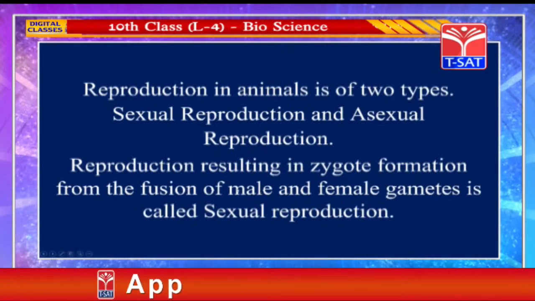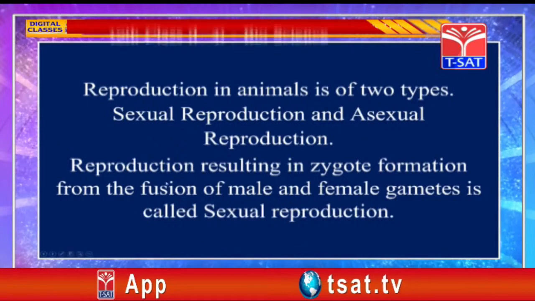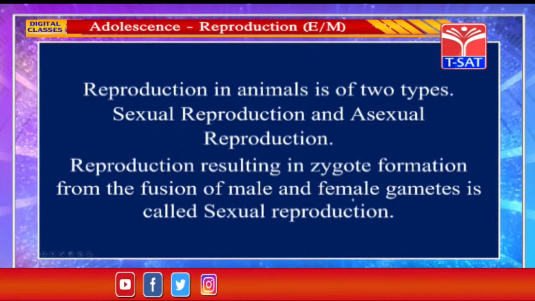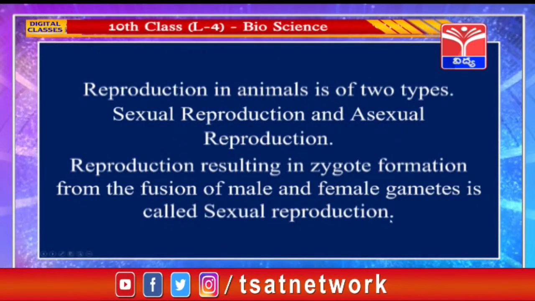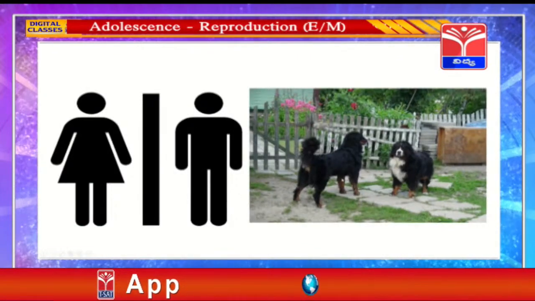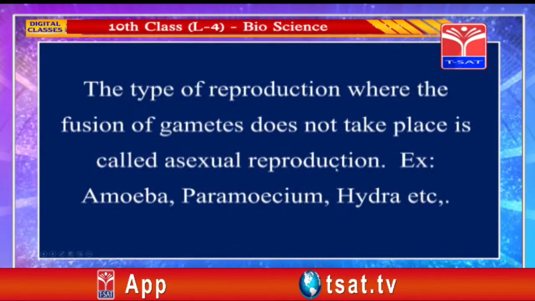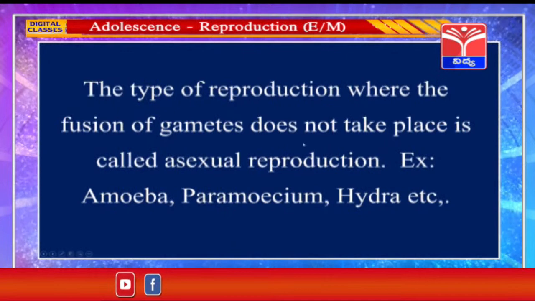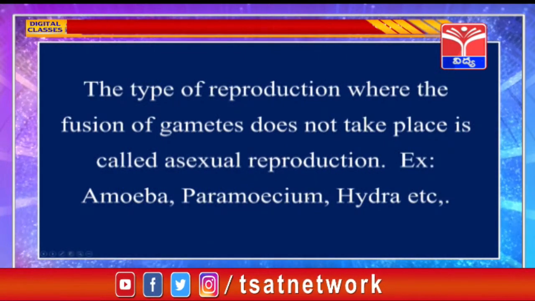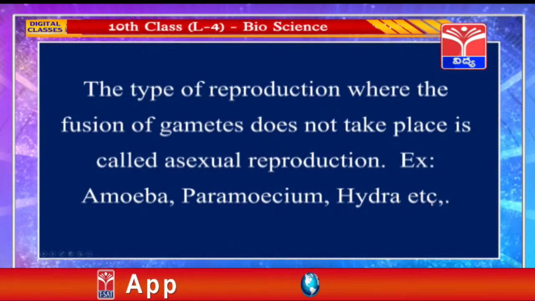Reproduction in animals is of two types, sexual reproduction and asexual reproduction. Reproduction resulting in zygote formation from the fusion of male and female gametes is called sexual reproduction. Sexual reproduction can be seen in human beings, dogs, goats, tigers, etc. The type of reproduction where the fusion of gametes does not take place is called asexual reproduction. Examples: amoeba, paramecium, hydra, etc.